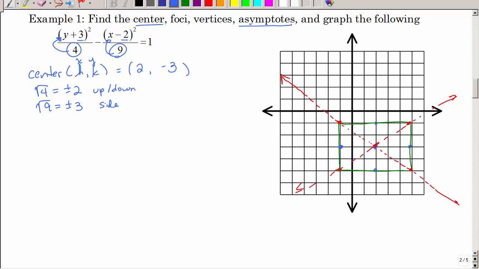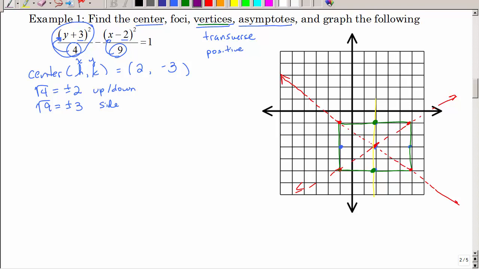Keep going. Let's talk about the vertices. The vertices are located on what's called the transverse axis. Not the major, not the minor, the transverse axis, which we're going to get from the positive term. So if this is in standard form, whatever variable comes first, that your axis is going to run parallel. So the transverse axis is going to be parallel to your y-axis. So it's going up and down. What does that tell me? It tells me my vertices are those 2 points.